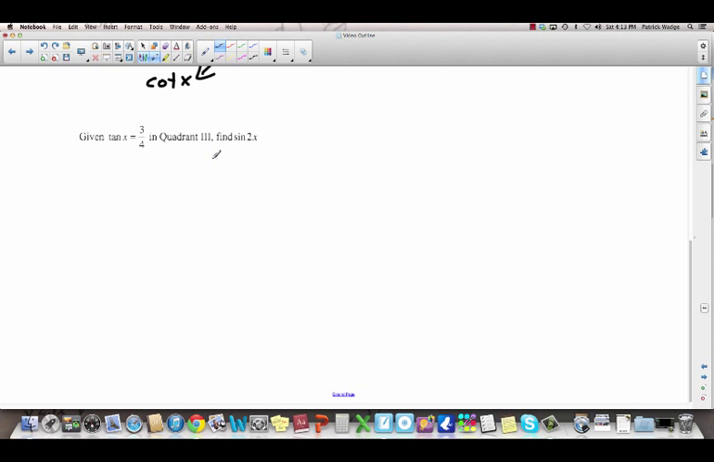Given tan x equals 3/4 in quadrant 3, find sine 2x. Alright, well, let's draw what we know. We have an angle in quadrant 3, and tan is 3/4. So opposite over adjacent is 3/4. What you might want to do is think to yourself, oh, this is actually -3 over -4. That's fine if you want. It's probably safer. Or you can just remind yourself that if you're going to take sine and cos in this angle, it has to be negative.